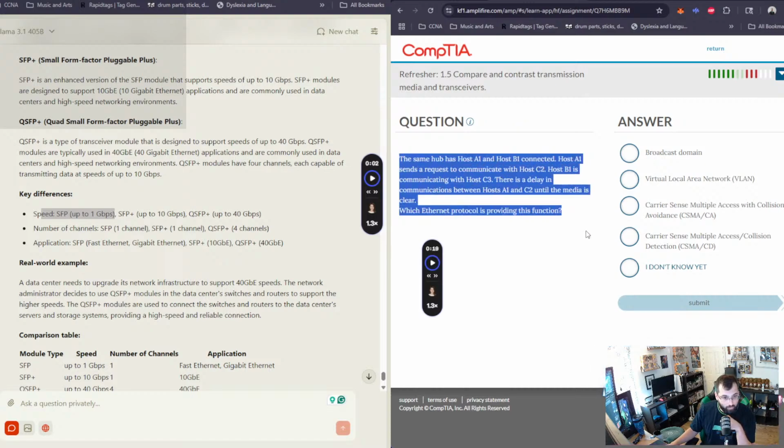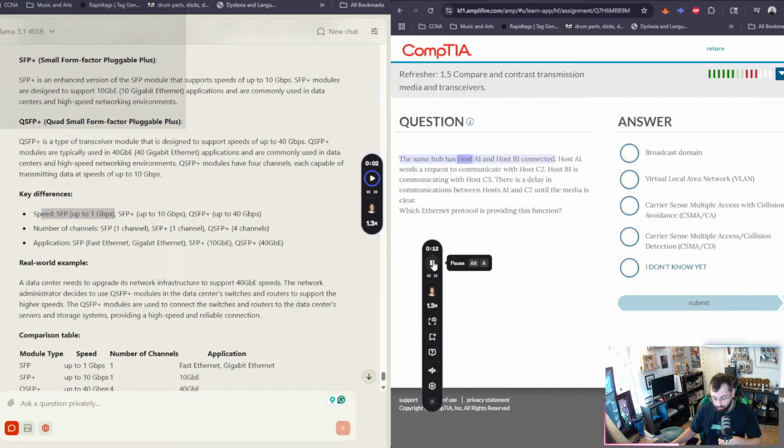The same hub has host A1 and host B1 connected. Host A1 sends a request to communicate with host C2. Host B1 is communicating with host C3. There is a delay in communications between hosts A1 and C2 until the media is clear. Which Ethernet protocol is providing this function?